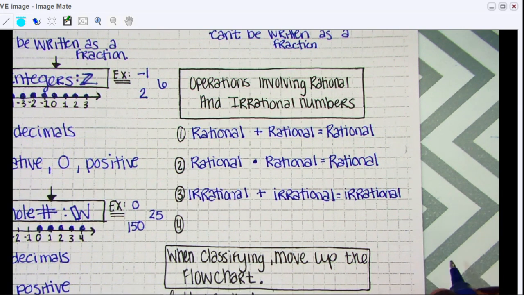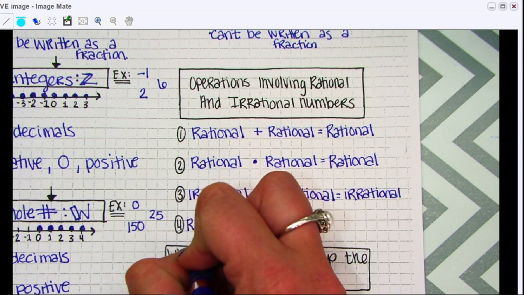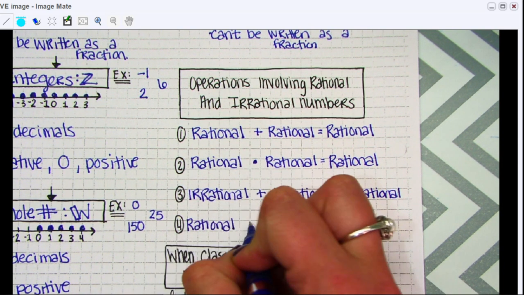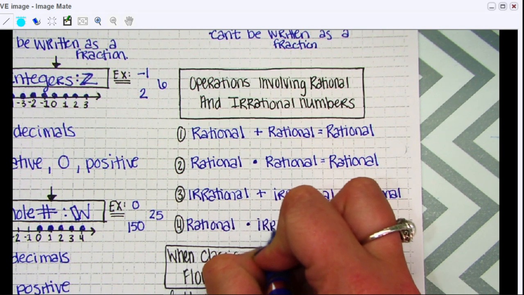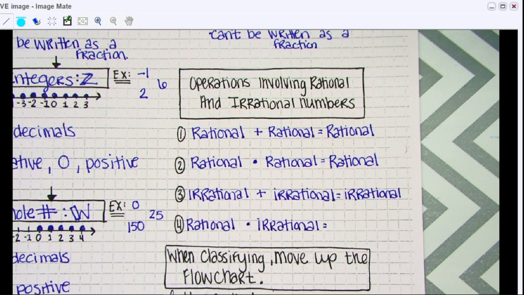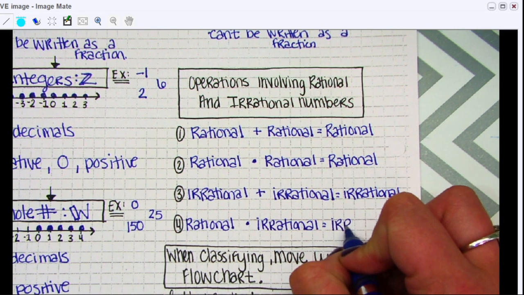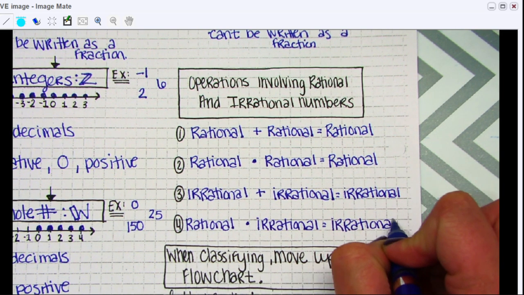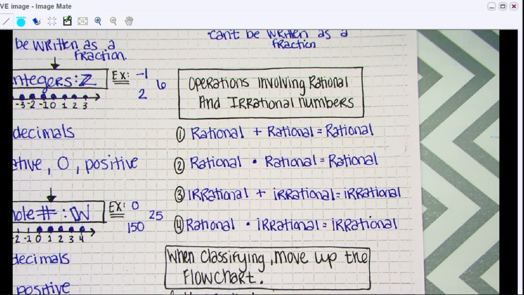The last one is rational times irrational. What outcome is that one? Irrational times irrational. Which one? That one's going to be irrational. So when you start throwing irrational numbers in there, it's hard to go back to where you started with a nice clean number. That's why we use a symbol for pi, and we don't write pi out because it never ends.